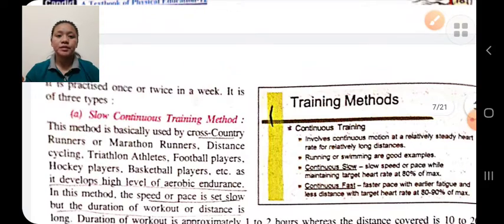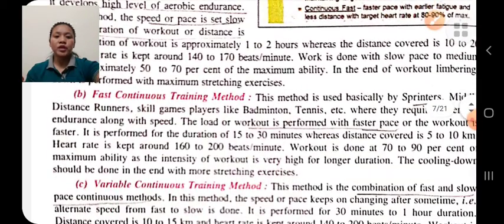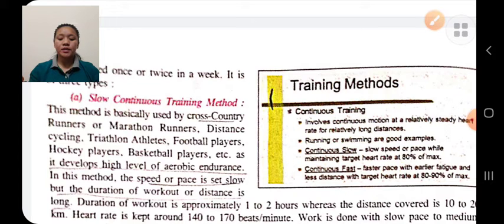It is of three types. So it is of three types: slow continuous training methods, fast continuous training methods, and variable continuous training methods. Slow continuous training methods: the exercise is done at a slow speed, without any break, for a long duration. The speed is determined according to the heart rate. This is basically used in long distance running like cross country, marathon running, etc.